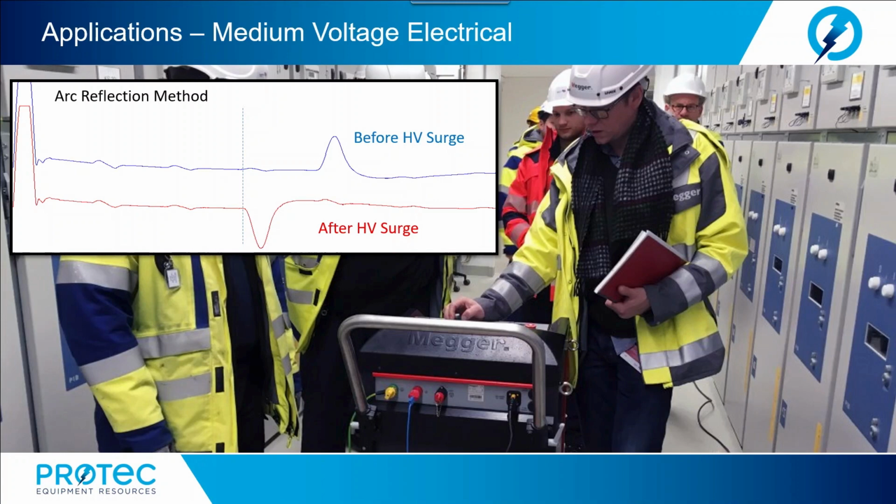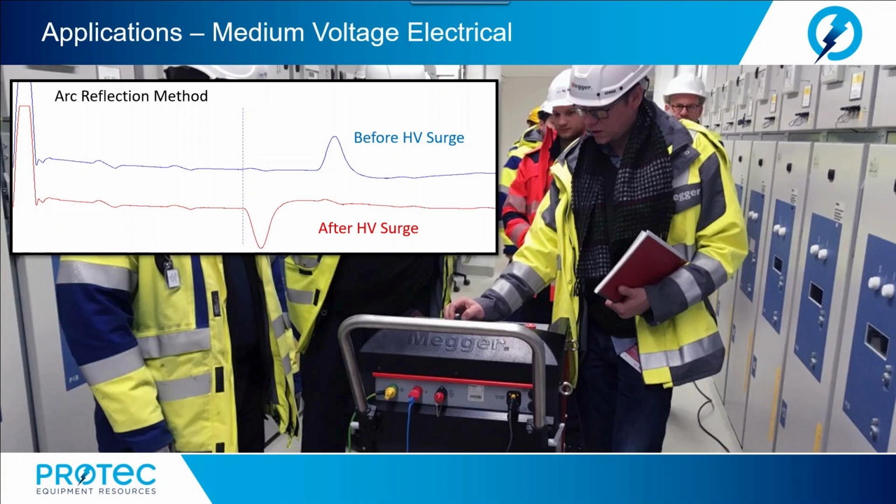All right, let's now take a look at the application of time domain reflectometry applied to medium voltage electrical power cables. The arc reflection method of fault prelocating on medium voltage electrical power cables combines the use of a time domain reflectometer and a surge generator, also known as a thumper.